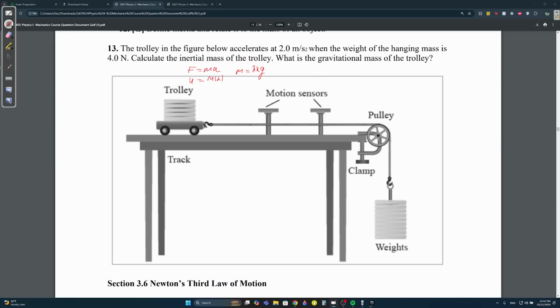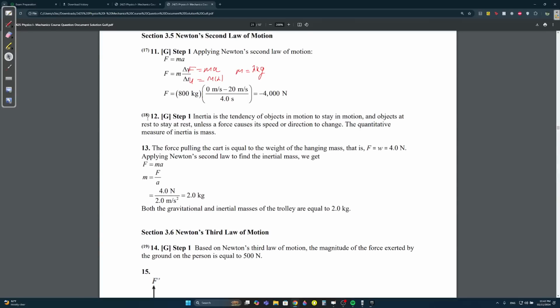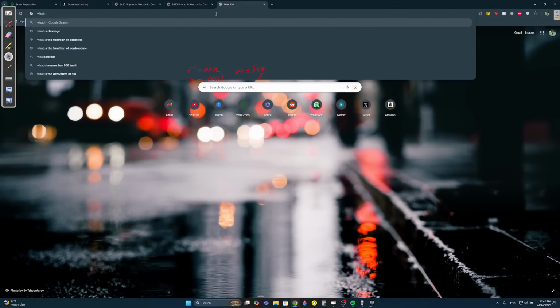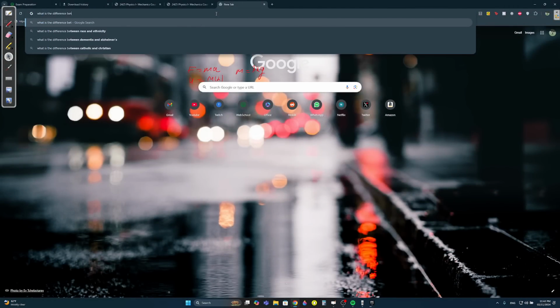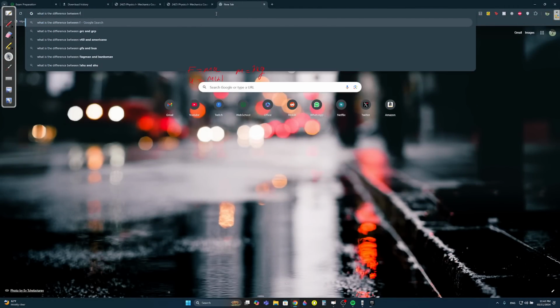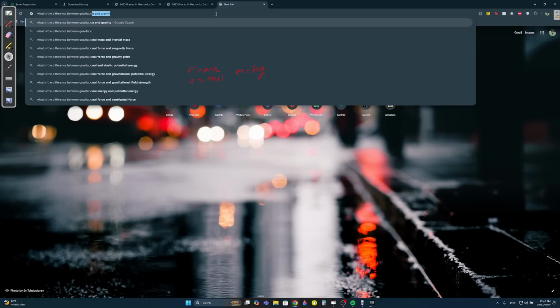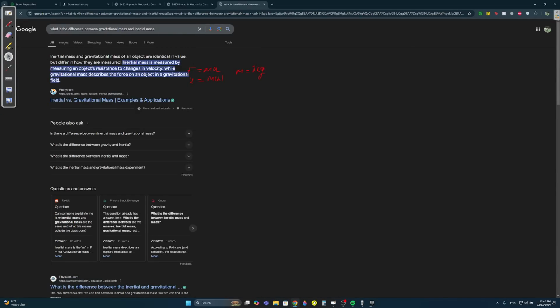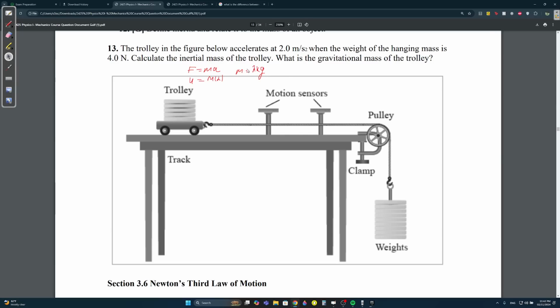What's the gravitational mass of the trolley? How is inertial mass related to gravitational mass? I think they're just the same thing. What is the difference between gravitational mass and inertial mass? Okay, basically, they're the same thing. They're the same value. So they're both 2 kg.